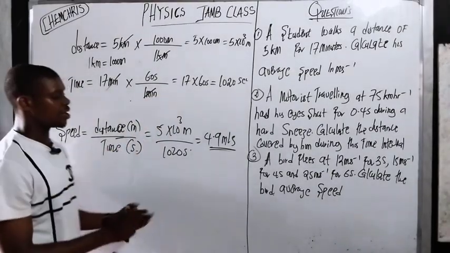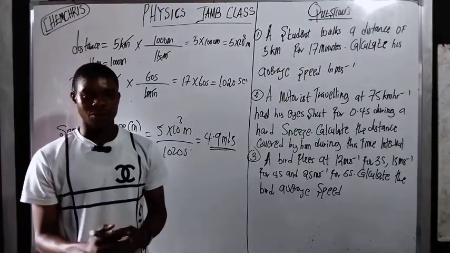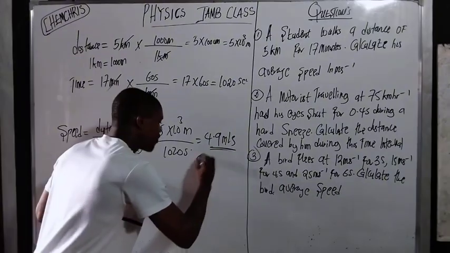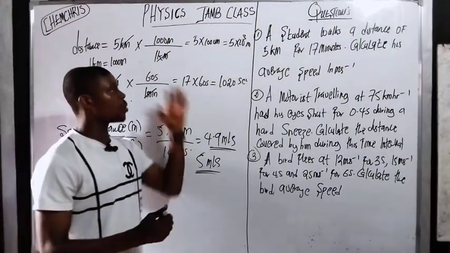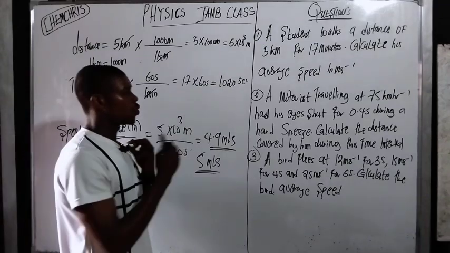So our value is 4.9 meters per second, which is about 5 meters per second. And that's the first one. So let's look at the second question. Let's look at the second one here.